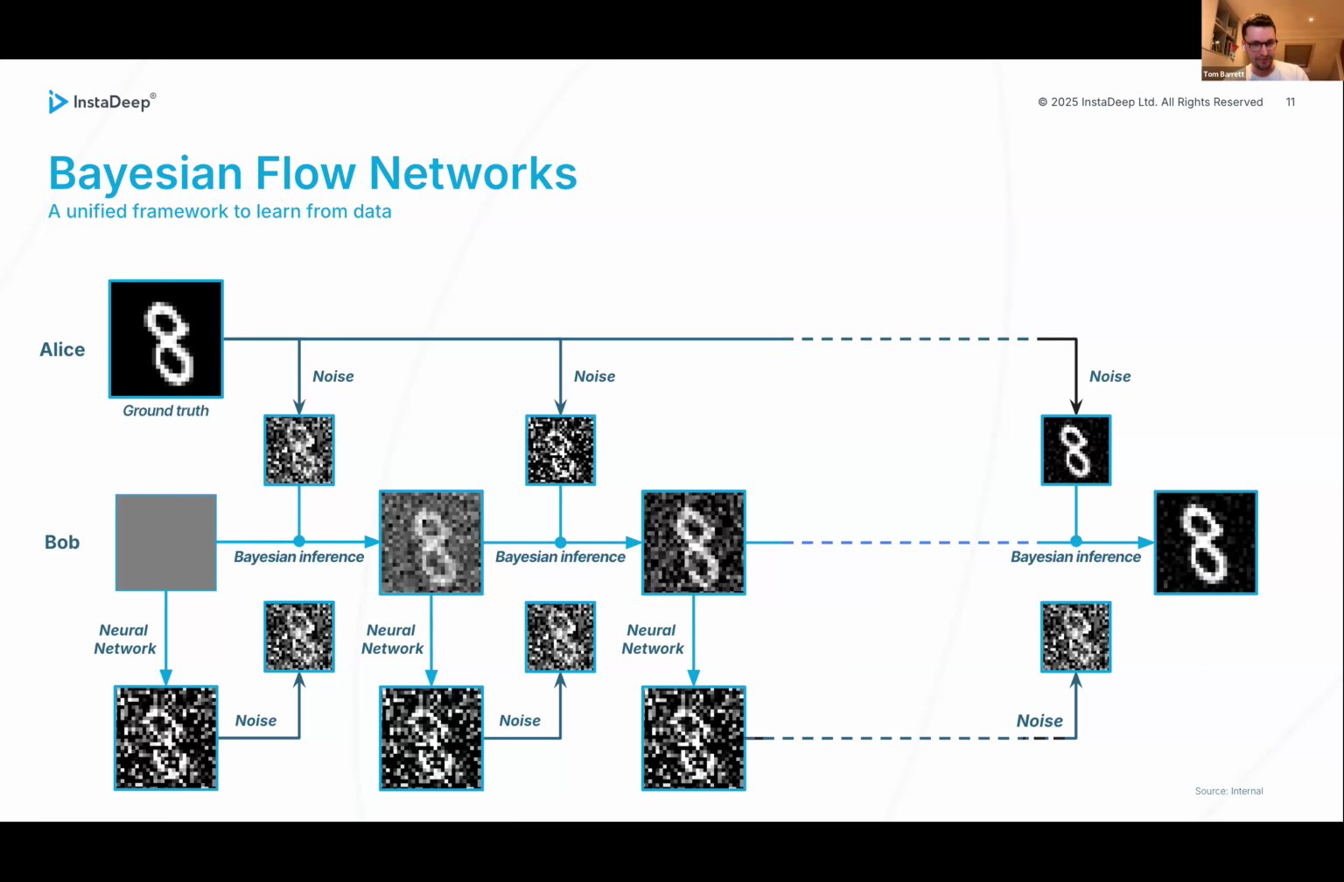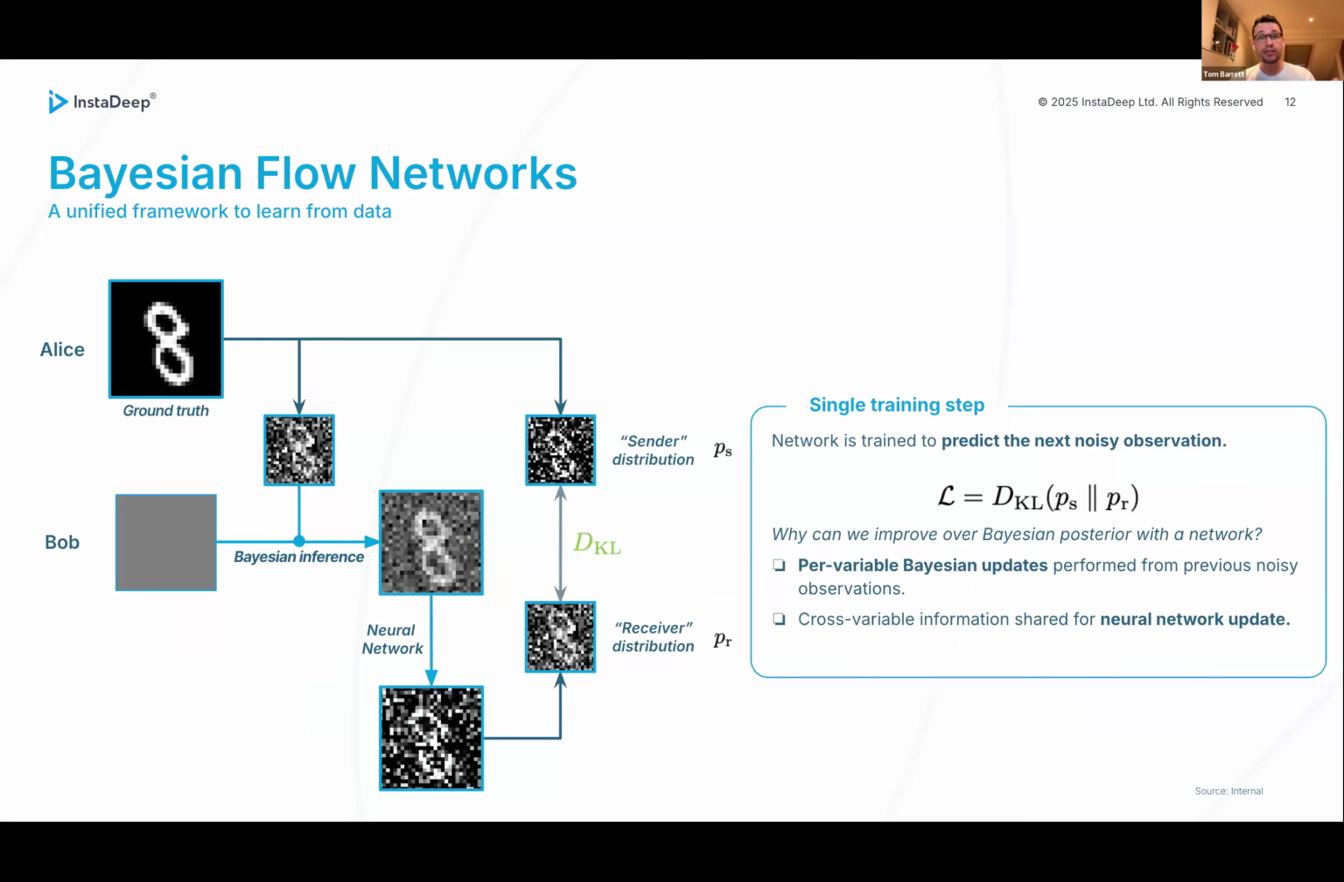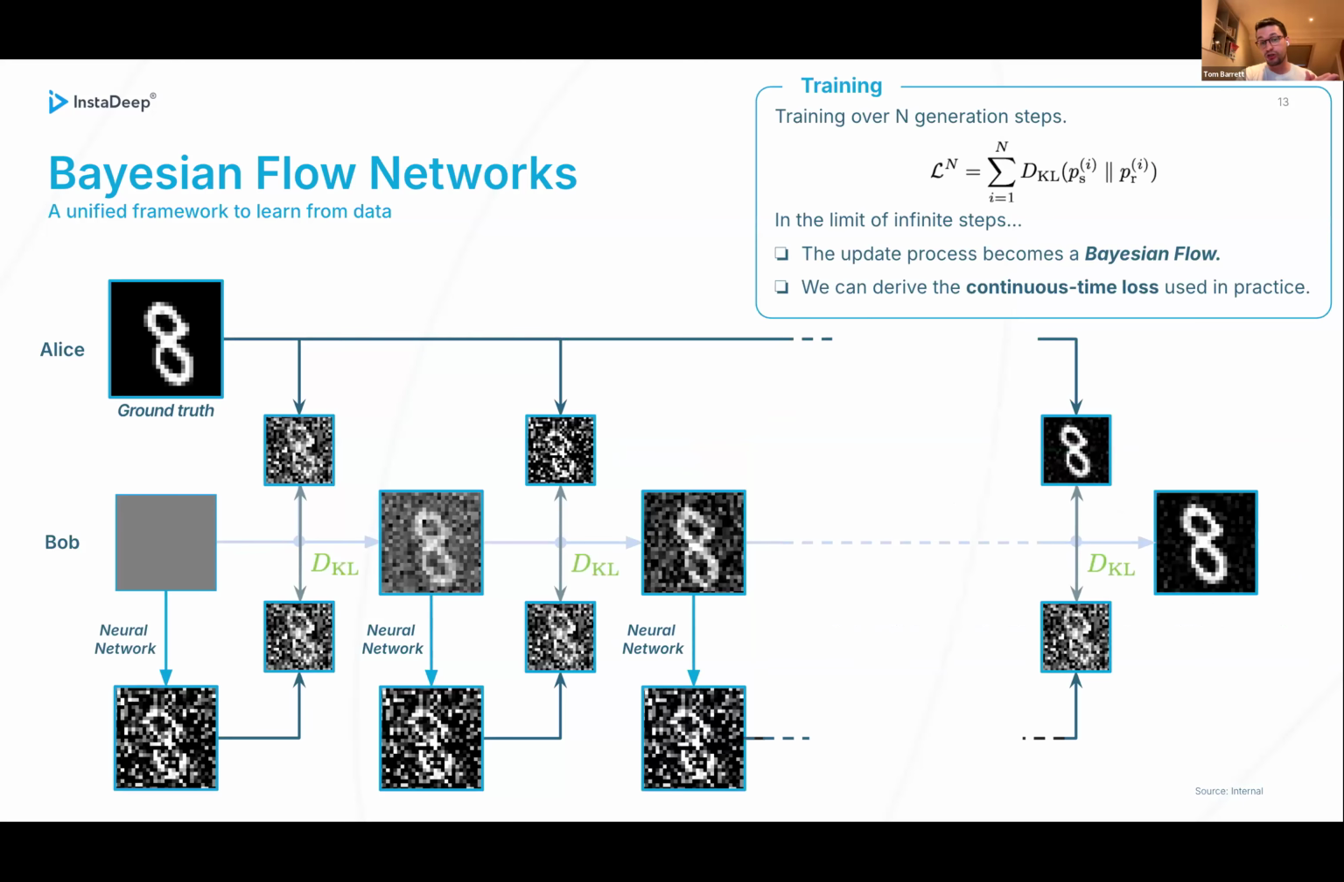So this is the intuition, and we can train this neural network with a KL divergence between what you might call a sender and receiver distribution. This really is just the probabilistic equivalent of an MSE loss that you'd get in a diffusion model. Because we're modeling distributions, we use a KL divergence, but it's just saying, how well is Bob modeling what the ground truth is under this noising process. And you can train this at any different step in time, n different steps for your generative process, and then have a model that learns this so-called Bayesian flow.